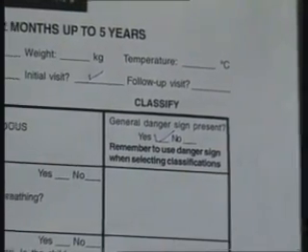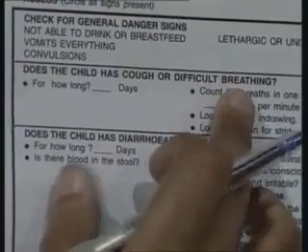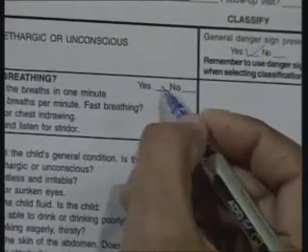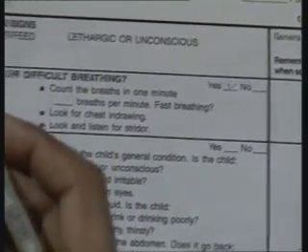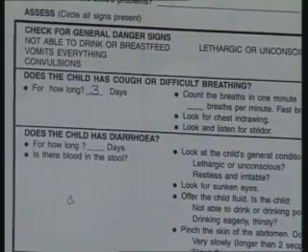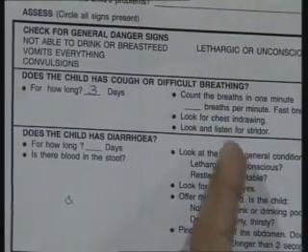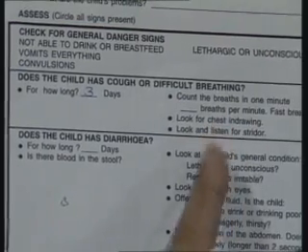Now coming to the next box, that is the child who has cough or difficult breathing. The answer is yes or no, so you will tick mark yes if it is there. For how long? Then you will put, let us say, 3 days. Now out of this, the sign which is present in a particular child, a child who has fast breathing, that will be encircled.